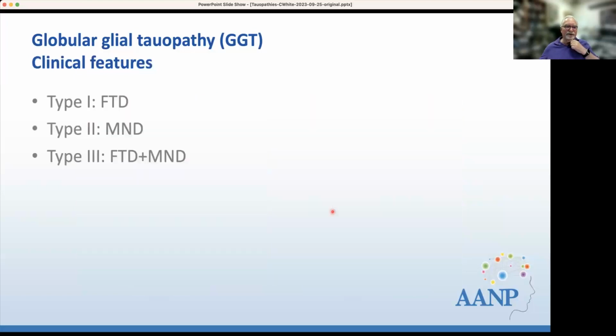The typical features of GGT from the clinical side may take the form of frontotemporal dementia or motor neuron disease-like features, including extrapyramidal signs as well, or they can present with both frontotemporal and motor neuron disease type clinical features.